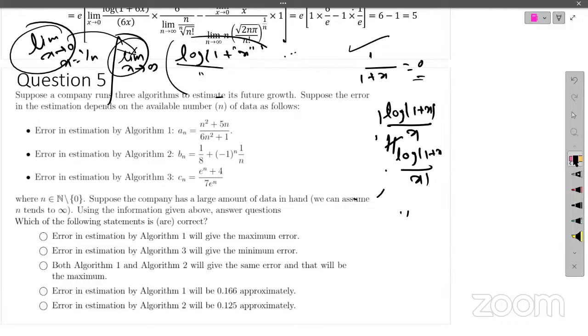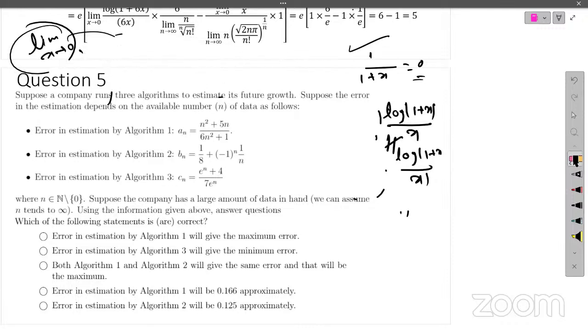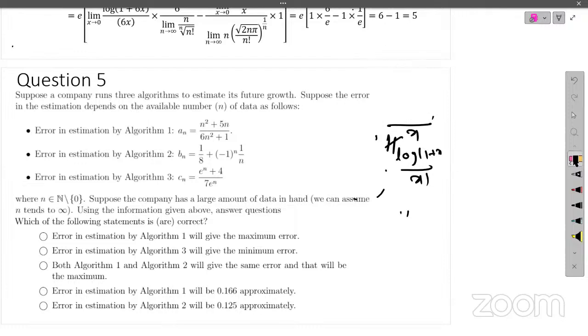Okay, so let's try to solve this question. Here 3 sequences are given to us, and they are calculating some error in algorithms, and we want to judge what will be the efficient algorithm, right? So here the error estimated by algorithm 1 is given by this sequence, the error estimated by algorithm 2, the error estimated by algorithm 3. So what we can do is find the limit of the sequences and try to find the maximum kind of error, right? Because as n goes to infinity, where it goes will be your maximum error, because these sequences are giving us error, right?